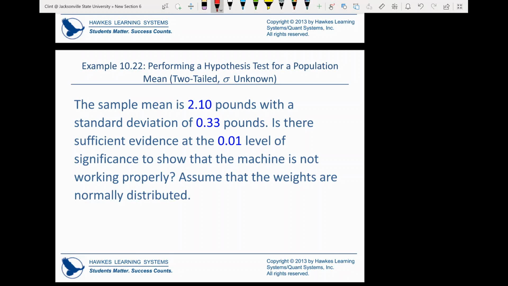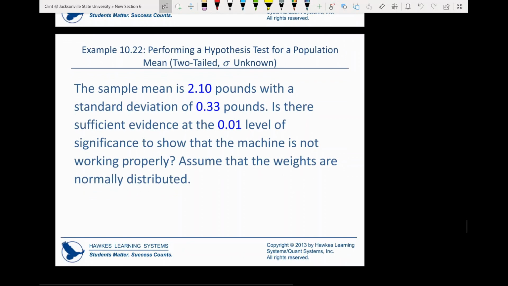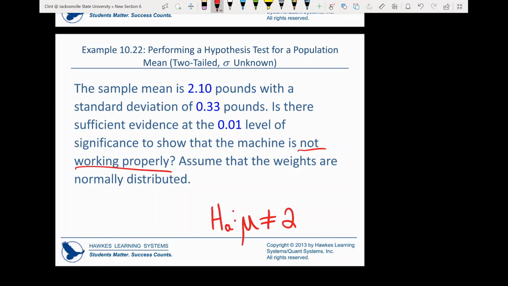So the claim we're testing here is that the machine is not working properly. Okay, if it's not working properly, what's it supposed to be doing? It's supposed to be putting 2 pounds of beef in each package. So if it's not working properly, that would mean that the mean in each package is not 2. Okay? It doesn't specify whether it thinks it's putting too much or too little. We're just testing to see if it's not working properly. And so it should not equal 2. So our null hypothesis is that the mean does equal 2.